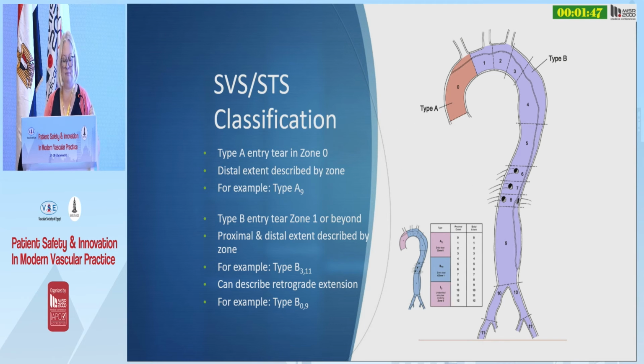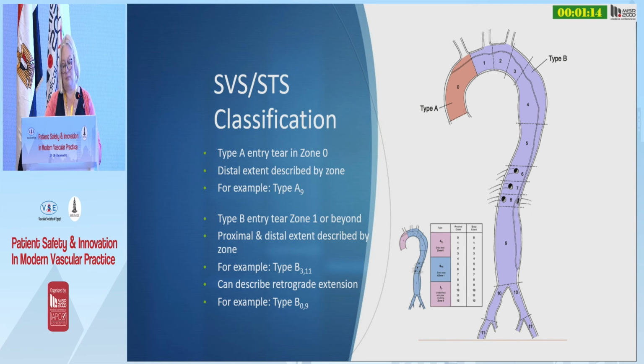So, very luckily, the SVS and the STS in the United States, led by Joseph Lombardi, but a collaboration of many vascular surgeons across the States, looked at the classification of dissection to see if they could make it better. And I think they have, actually. So type A dissection, they define as a tear in zone 0, and the distal extent by where it goes. So a type A9 would be down to the infrarenal aorta.